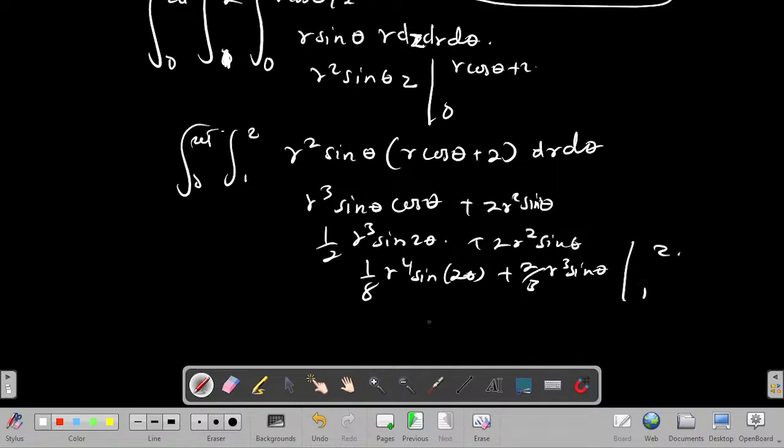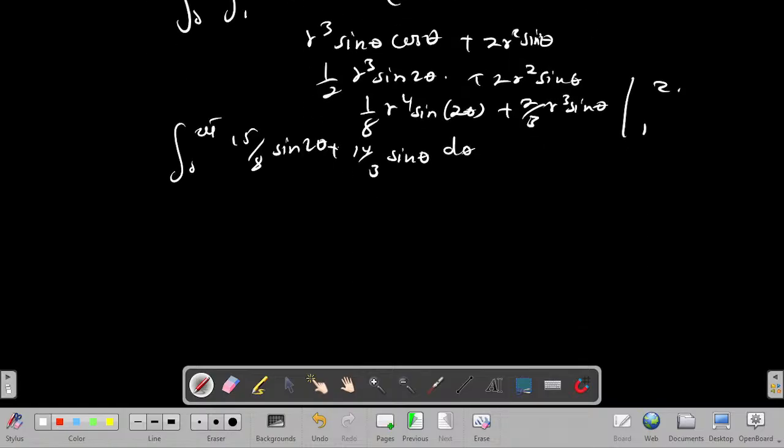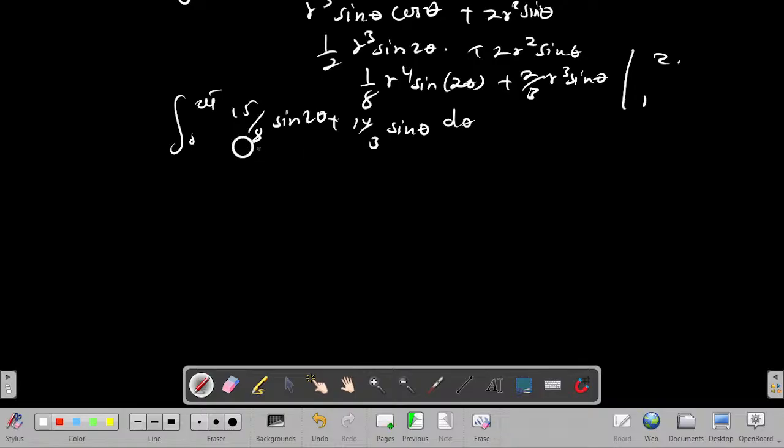When I put in from 1 to 2, I'm supposed to get what? When I put 1 here, 1 out of 8, then 2 will give me 16 over 8, that will be 2. So simplifying, you should get, from 0 to 2 pi, that will be the last integral: 15 out of 8 sine 2 theta plus 14 out of 3 sine theta d theta. So this is the last integral. And when you do the last integral correctly and you put in 0 to 2 pi, you are supposed to get 0 as your answer.